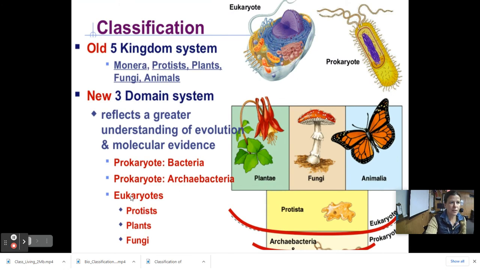So, using those characteristics, scientists classify organisms. There's a new three domain system where our domain bacteria consists of prokaryotic cells, our domain archaea consists of prokaryote cells, and then our domain eukarya consists of eukaryotic cells.